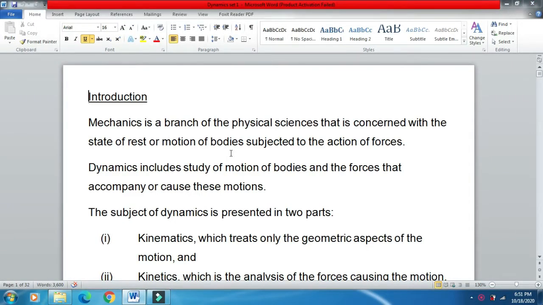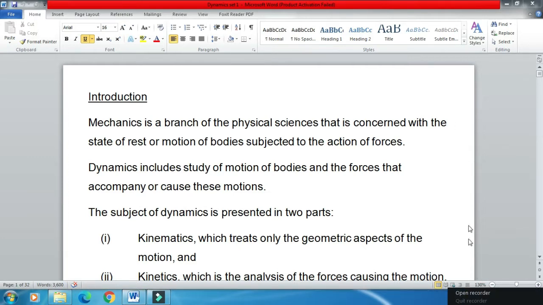And this is the introduction to the course of Dynamics ME213. The course of Dynamics is an extension of the course Statics, which the students studied in the previous class. First, there is introduction of the subject Mechanics.